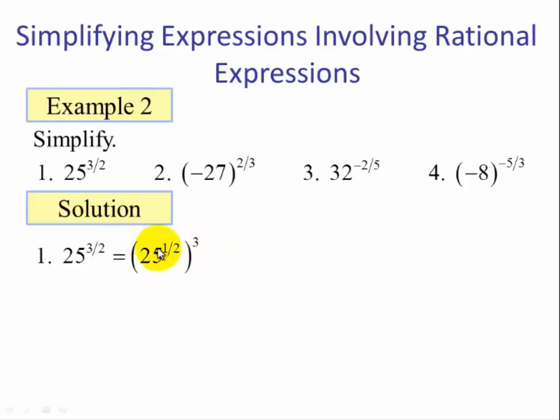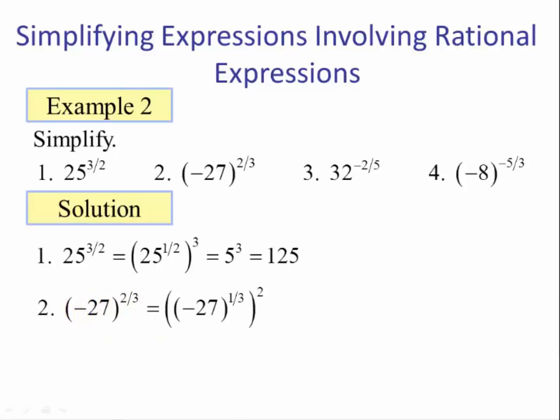Well, we know this is 5, so 5 cubed will be 125. Number 2, negative 27 raised to the 2/3 power can be thought of as negative 27 raised to the 1/3 power, and then that number being squared. Well, negative 27 to the 1/3 power means what number do I cube to get negative 27? Well, that's negative 3. So negative 3 squared is negative 3 times negative 3, which is a positive 9.